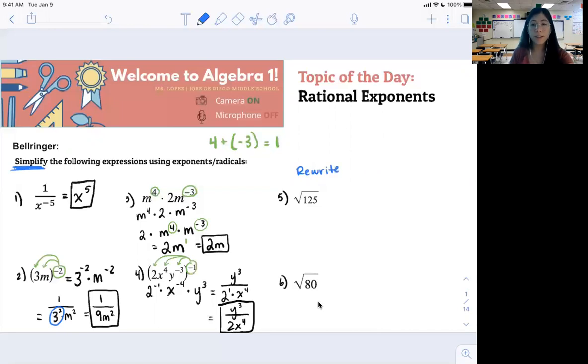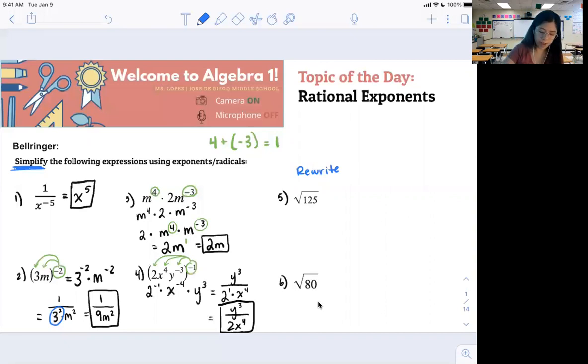But that doesn't mean I'm going to give you the final answer. What that means is I'm going to rewrite it. And what I want to do is take out as many perfect squares as I can out of the radical. Remember what I talked about yesterday? It's kind of like inside the radical is very claustrophobic. It's like a little cage. You want to take things out as much as you can.